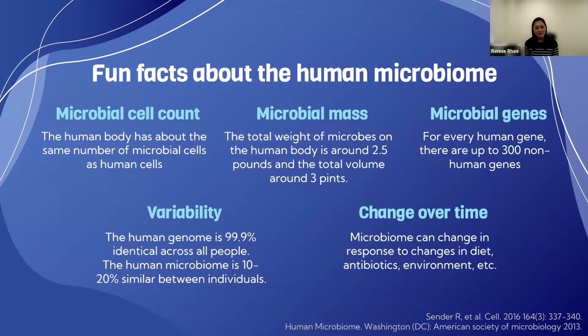Now, of course, even though cells are the same number, the actual mass is different because microbial cells are much smaller than human cells, but it's still an astounding figure. If we're looking at genes, for every human gene, there are up to 300 non-human genes on our body. And then across individuals, there's quite a bit of variability in the microbiome. So while the human genome is 99.9% the same across all people, the human microbiome is quite different and only about 10 to 20% similar between individuals.